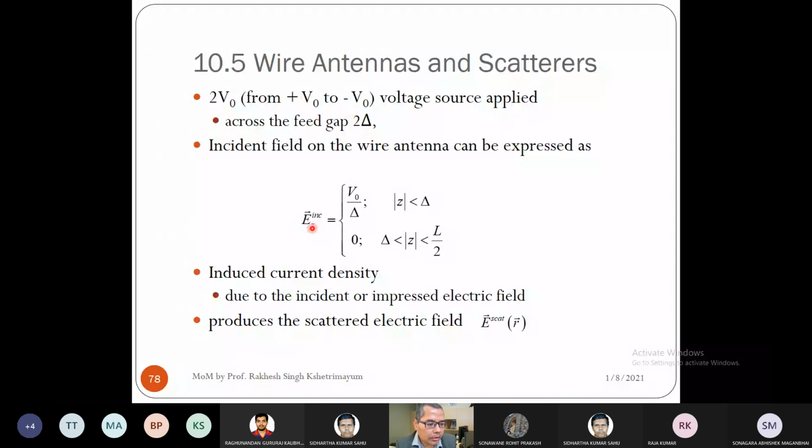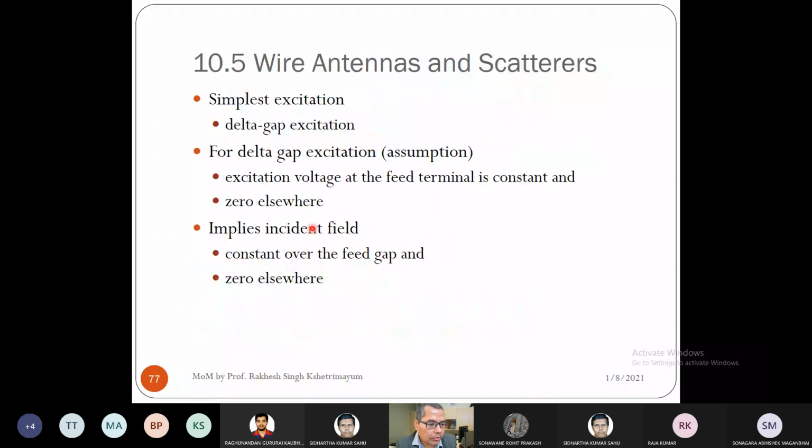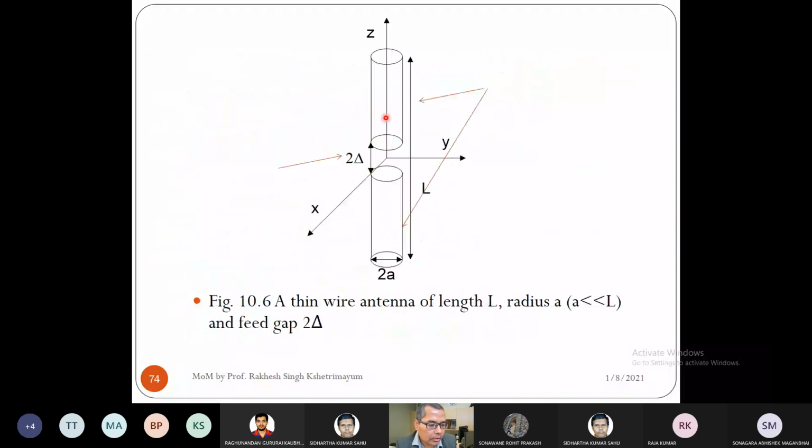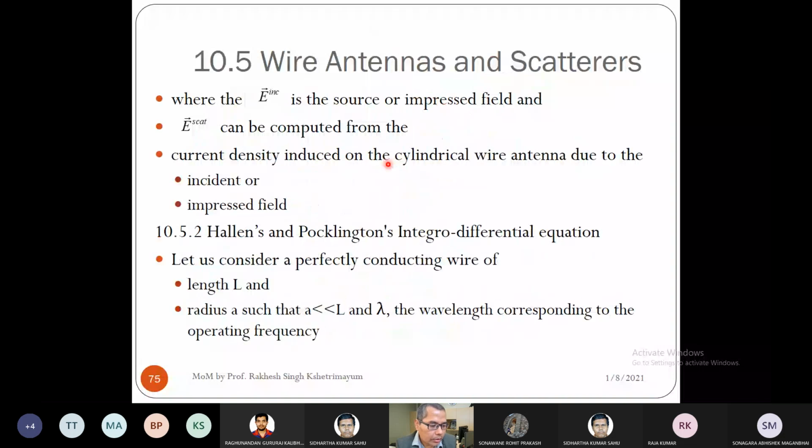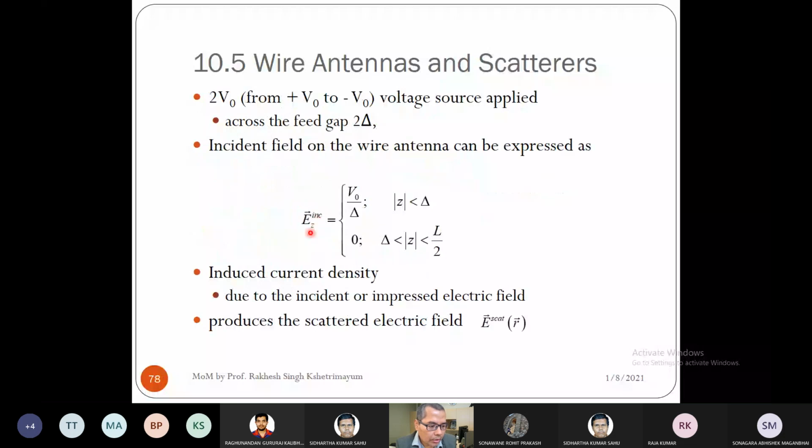So the incident electric field, and we are positioning this wire along the z-axis, the incident electric field in this area basically has only a z component, and it is V0 by delta. Outside this area, we don't have any incident electric field. This is the simplest model for the wire antenna. This is called the feed gap model. So you assume that this is the incident electric field.